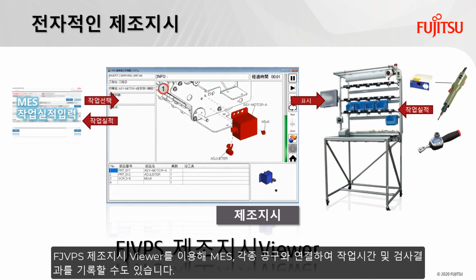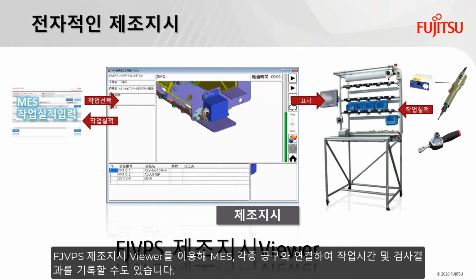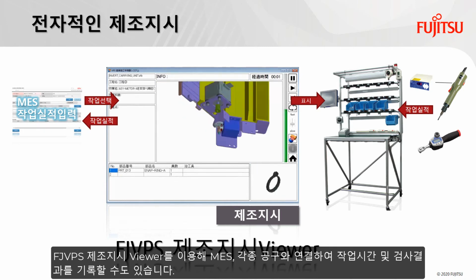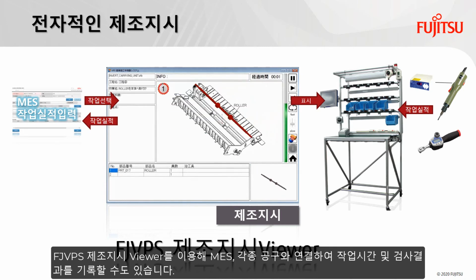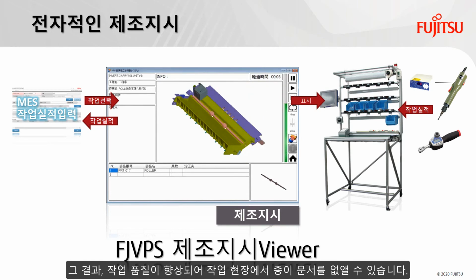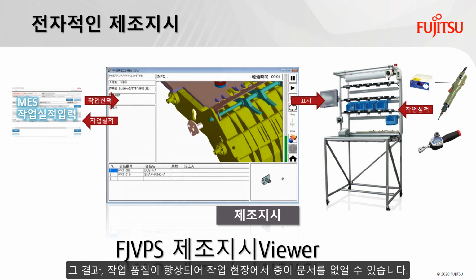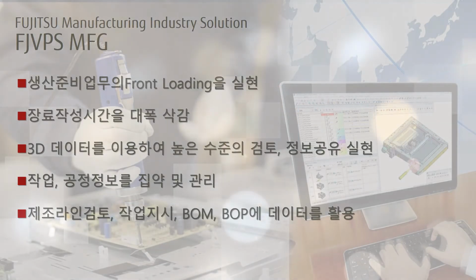Fjvps Assembly Instruction Viewer plays the assembly animation and the operator follows it. This viewer can also be connected to MES and various assembly tools to record work time and inspection results. As a result, work quality is improved and the work site is paperless.